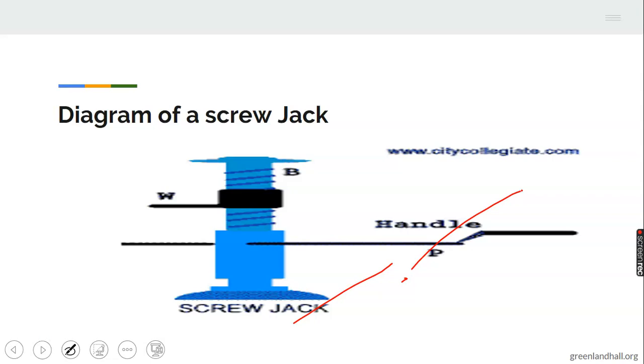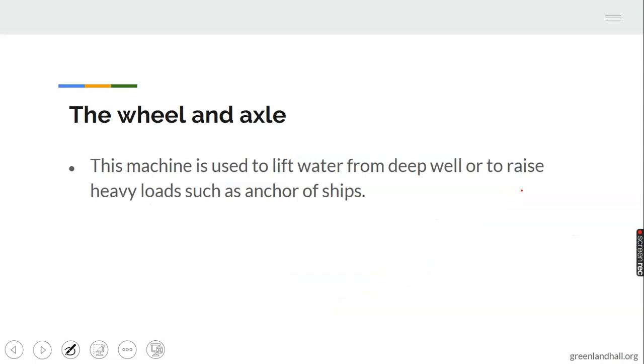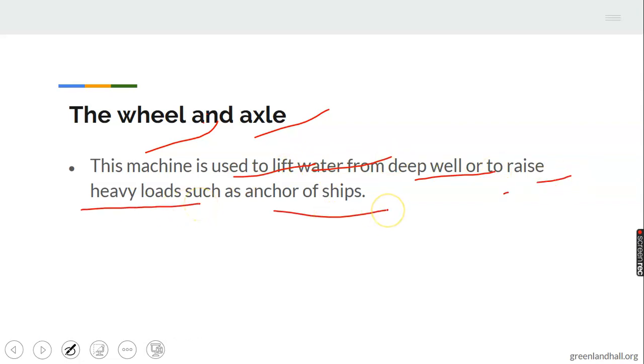Most vehicles always have what we call a screw jack. Another one we want to look at is what we call the wheel and axle. The wheel and axle machine is used to lift water from a deep well or to raise heavy loads such as anchors of ships.